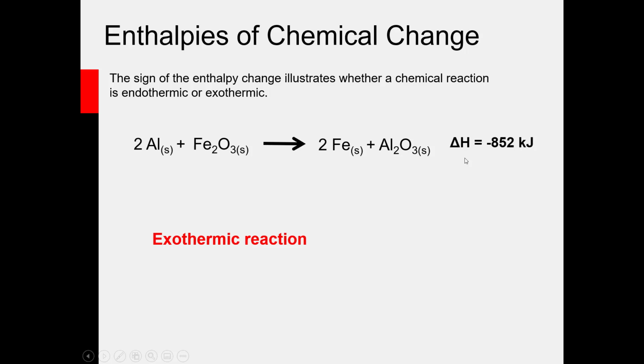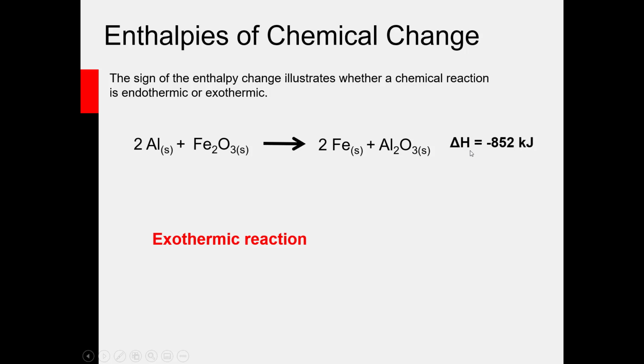oxide. This reaction is exothermic, and the enthalpy change for the reaction, delta H, is negative 852 kilojoules. So when you have an enthalpy change next to a reaction, you're going to initially see it written as either delta H or delta H with a subscript RXN for reaction. We know the reaction is exothermic because there's a negative sign on the enthalpy change associated with the reaction.